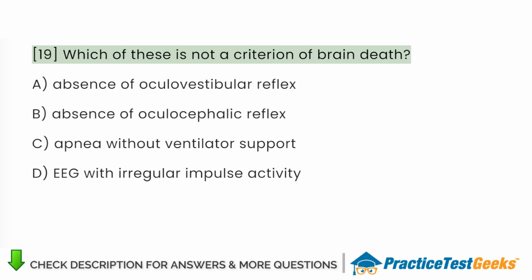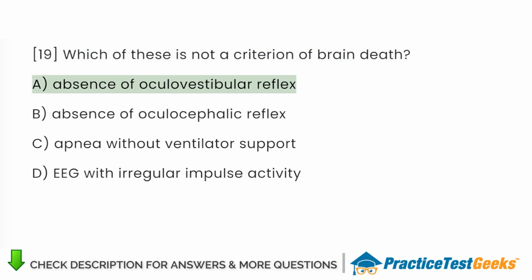Which of these is not a criterion of brain death? A. Absence of oculovestibular reflex. B. Absence of oculocephalic reflex. C. Apnea without ventilator support. D. EEG with irregular impulse activity.